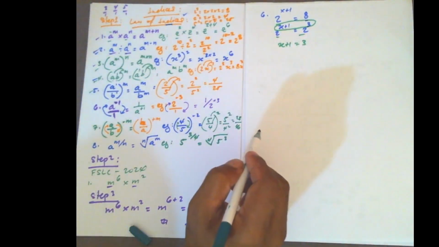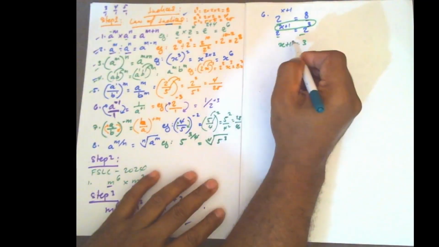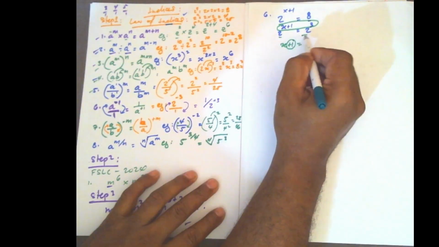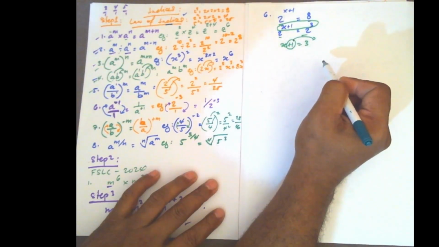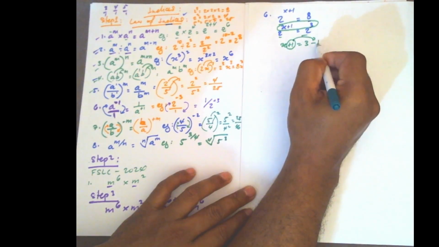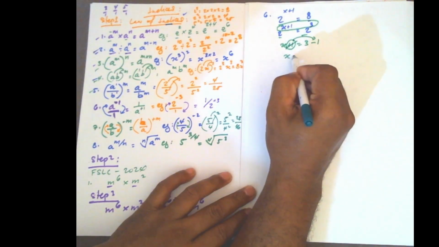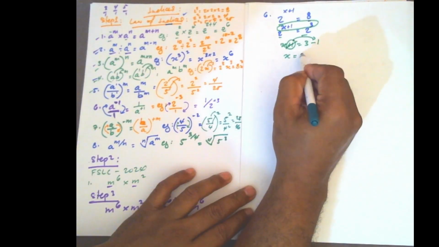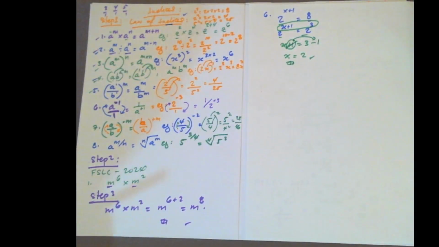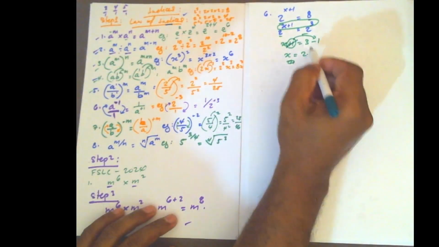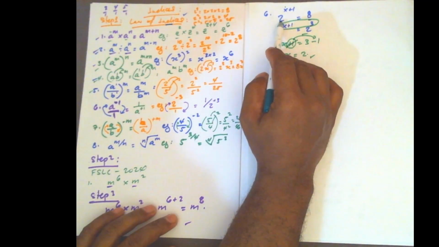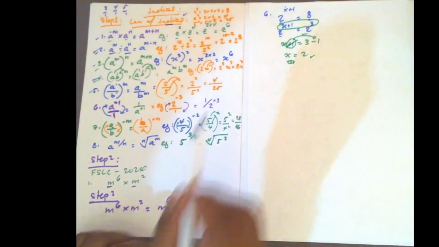Now we need to solve. Find x. Anything that is taken from the left to the right, we use the opposite operation. So plus 1 taken to the other side would be minus 1. This cancels out. x is equal to 3 minus 1 is 2, and 2 is your answer. Let's check. Take this 2, plug it in here. So 2 plus 1 is 3. 2 to the power of 3 is 8.